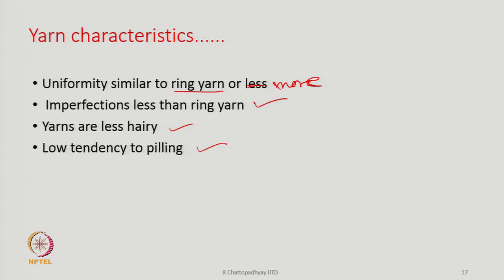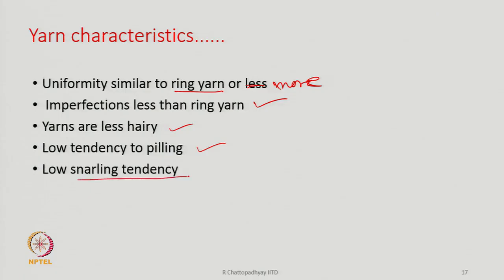Low tendency of peeling, also the reason is the same. Wrapper fibers are actually tightly gripping the core, and therefore the projecting hairs are not there. See, projecting hairs are the source of peeling, and if the projecting hairs are few, the peeling also will be less. Low snarling tendency, this is another good point, but less covering power. Yarns are not very bulky, yarns are quite lean. In comparison to ring yarn also, their diameter is a little less, they are more compact.